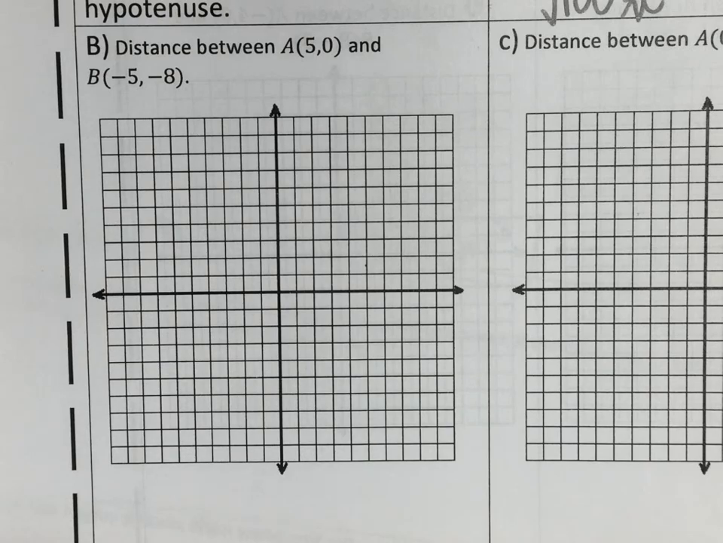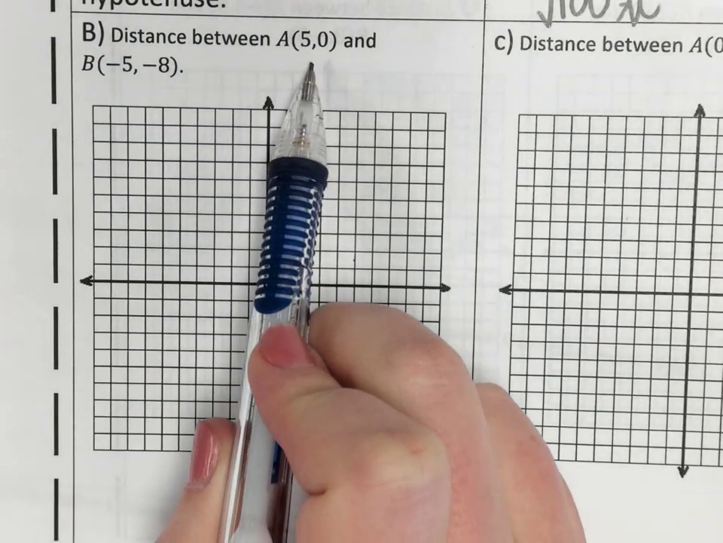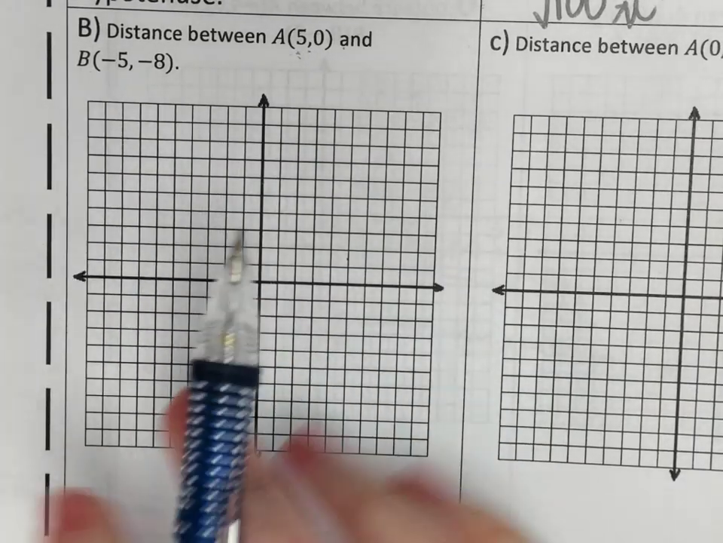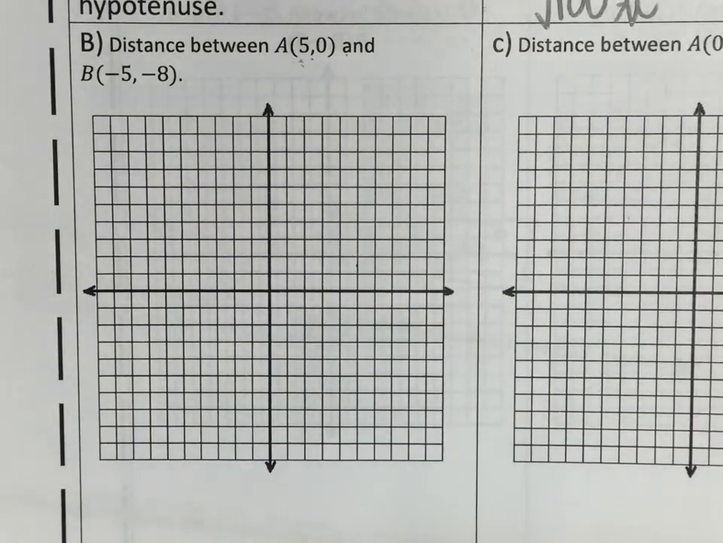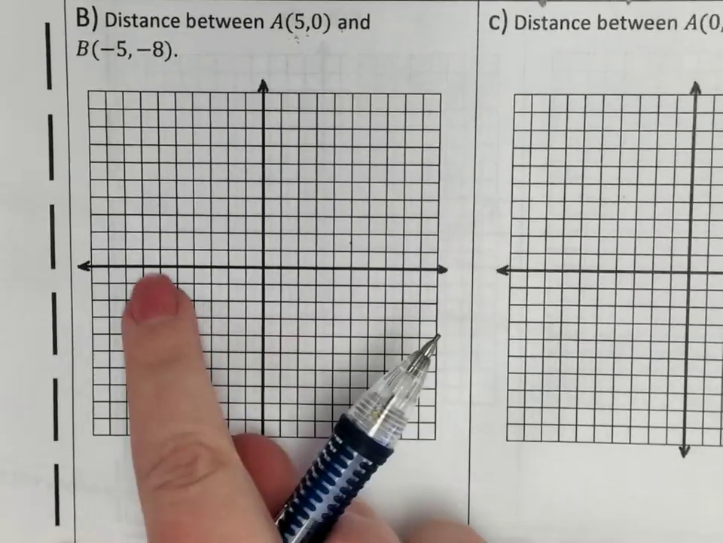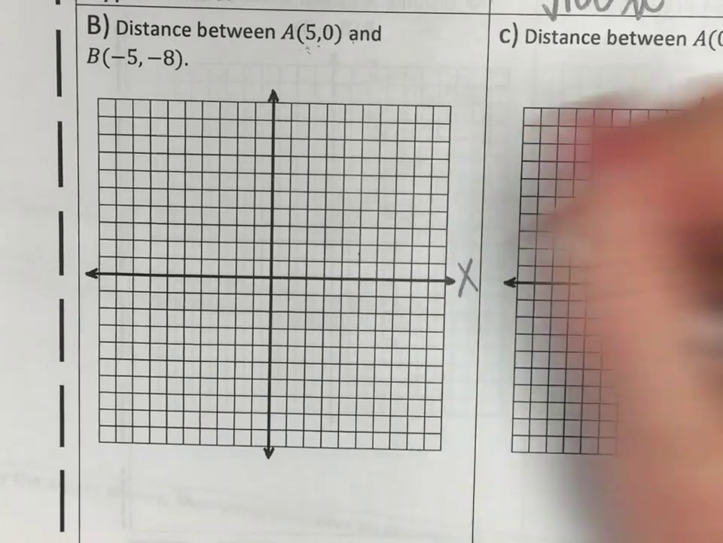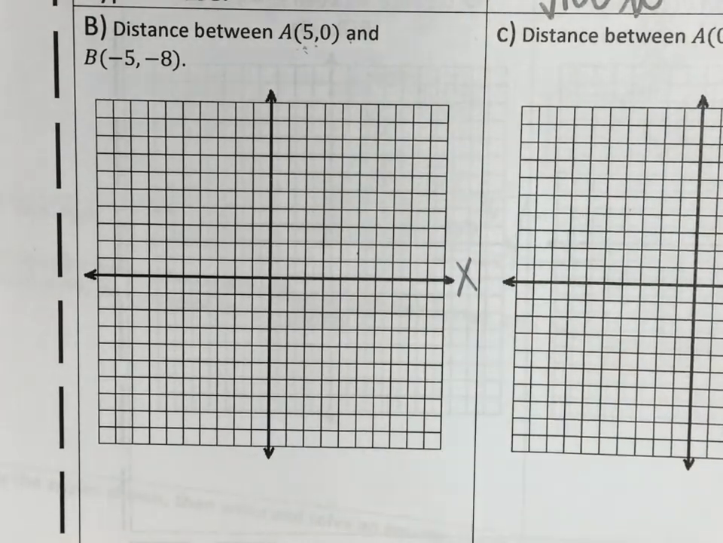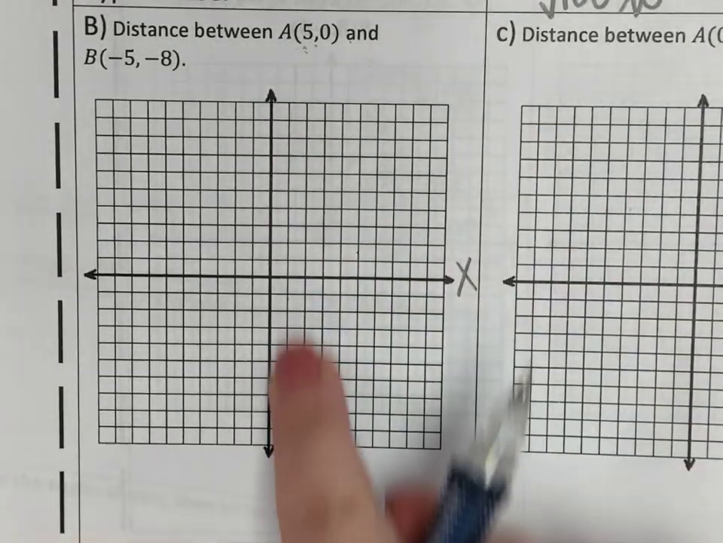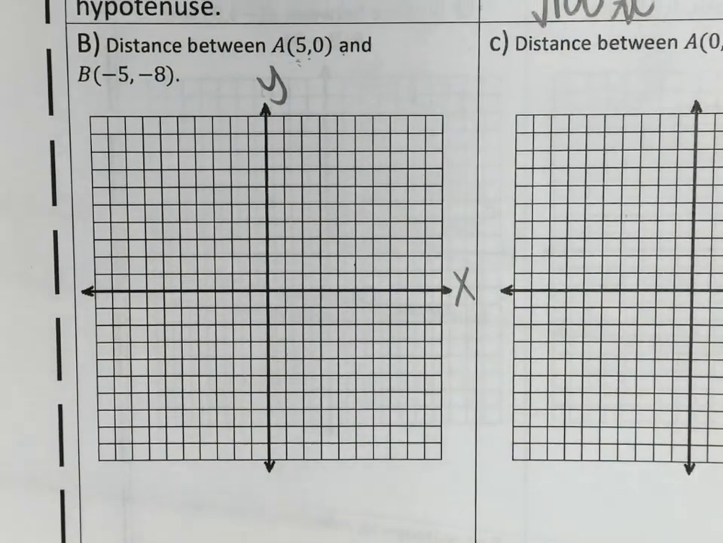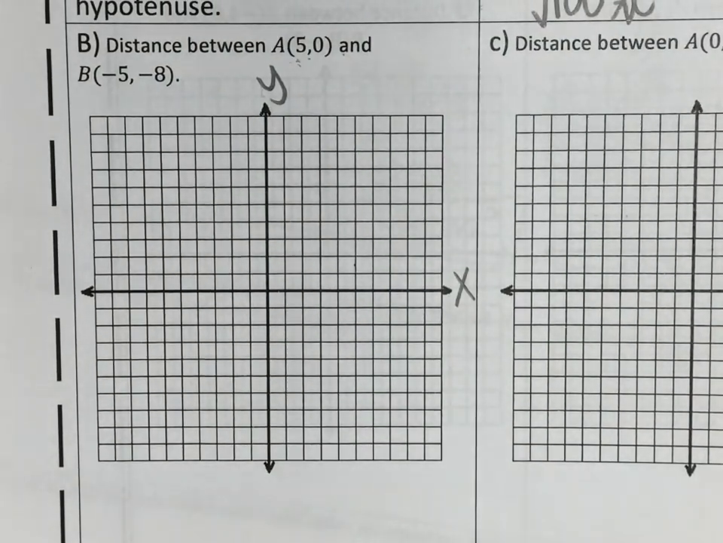Okay. Jimmy, it's asking us the distance between this point A, which is 5, 0, and this point B, which is -5, -8. So first thing I want to do is I want to label, what is this line right here? Good, the x-axis. I'm just going to write an X at this point. Are y'all okay with that? The up and down, the vertical line is? Y.